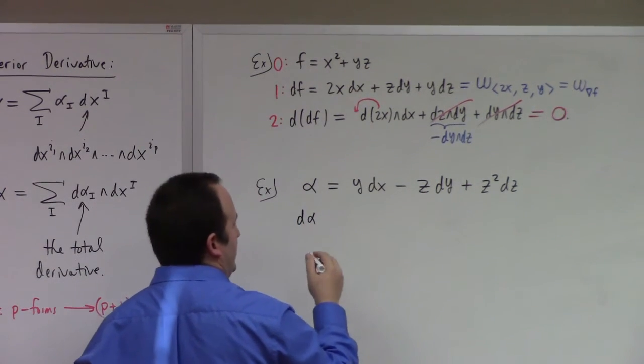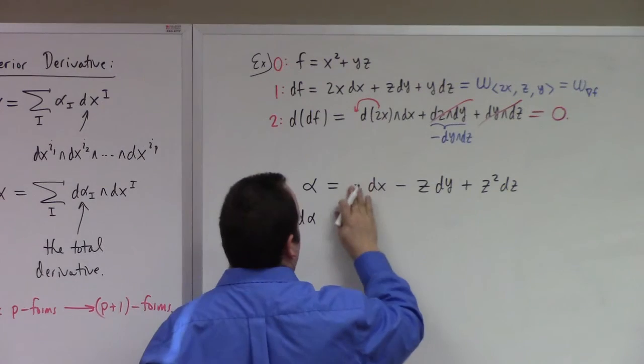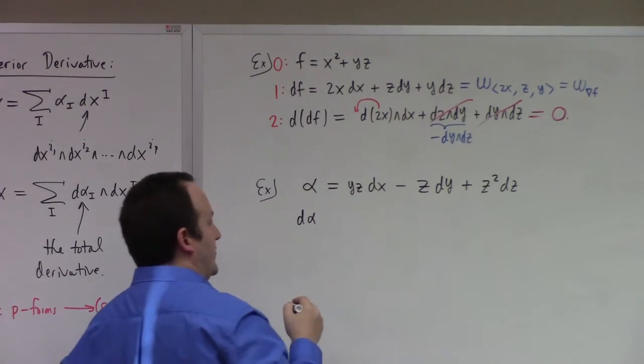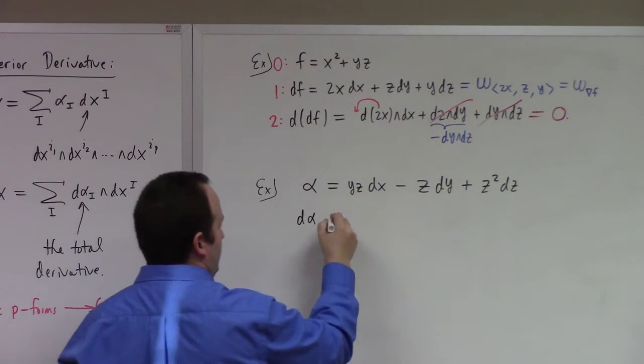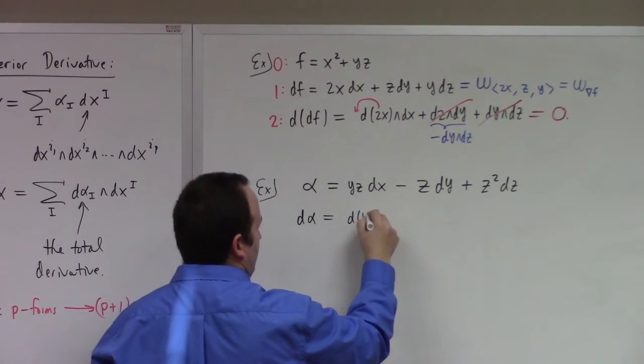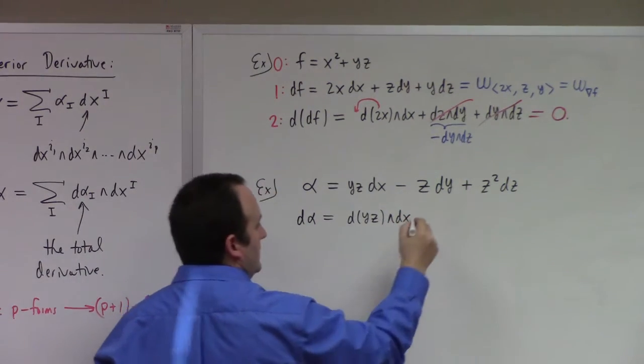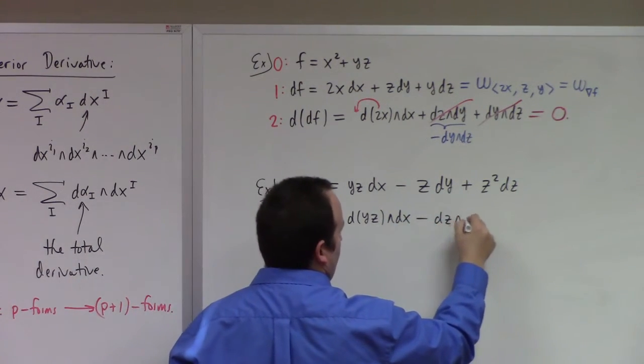Let me make this a little bit more exciting. Let me make this first one like yz. So we have a little bit more to do. All right, so the exterior derivative, what you do is you take the total differential of the coefficient and you wedge it with whatever differential is already there.